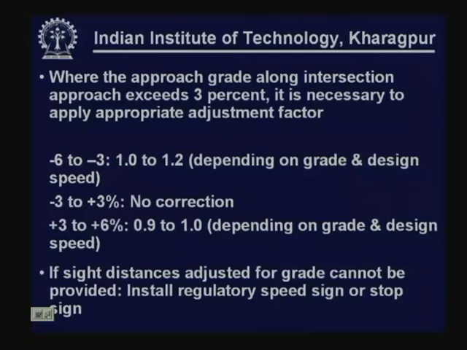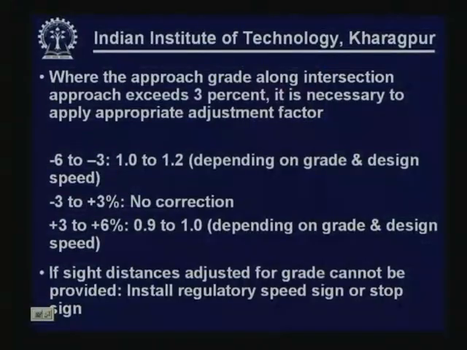Where the approach grade along intersection approach exceeds 3%, it is necessary to apply appropriate adjustment factor. That means, whatever values are given in AASHTO table, those values are essentially for approach grade plus minus 3%. That means, upgrade or downgrade. But if the grade is different or outside this range, then suitable correction factors are to be applied. Those factors are also given in AASHTO manual.